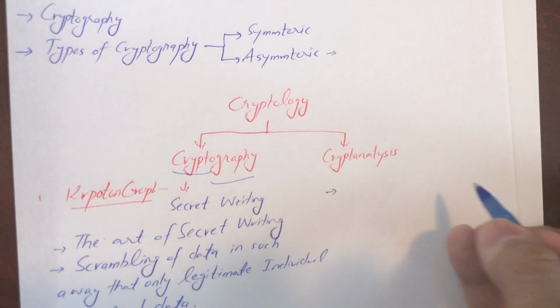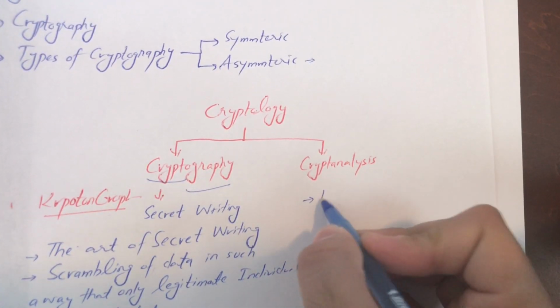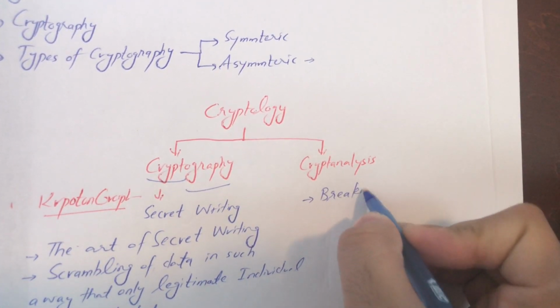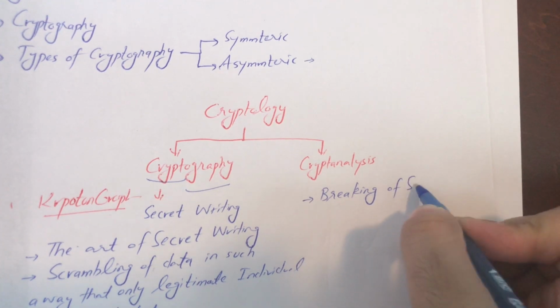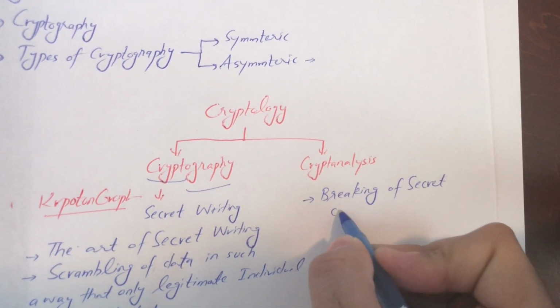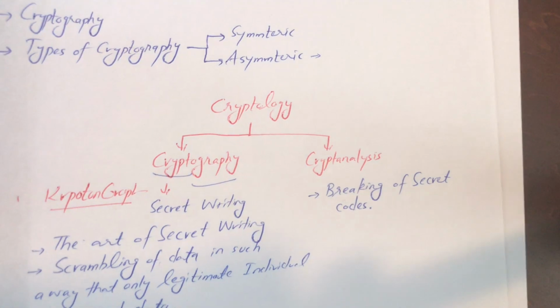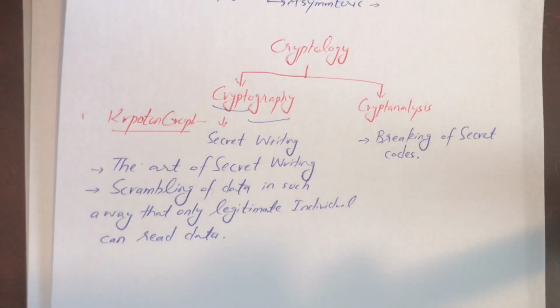Cryptanalysis is a counterpart. Otherwise, you can say cryptanalysis is basically breaking of secret data or secret code. So breaking of secret codes, or you can say finding vulnerabilities of secret code, is called cryptanalysis.